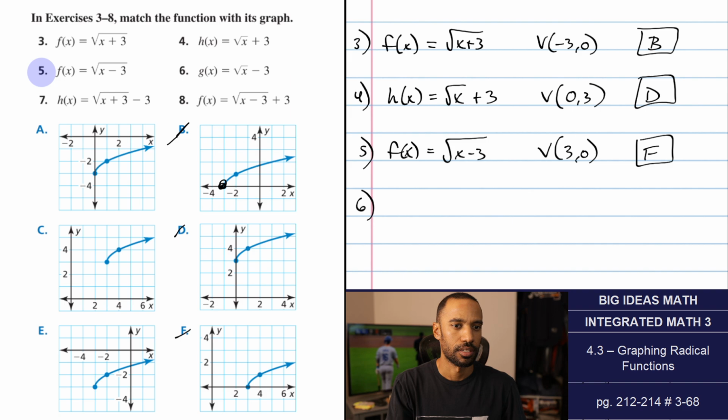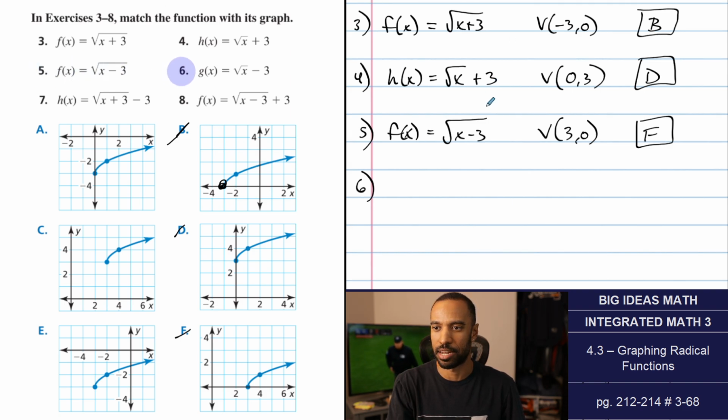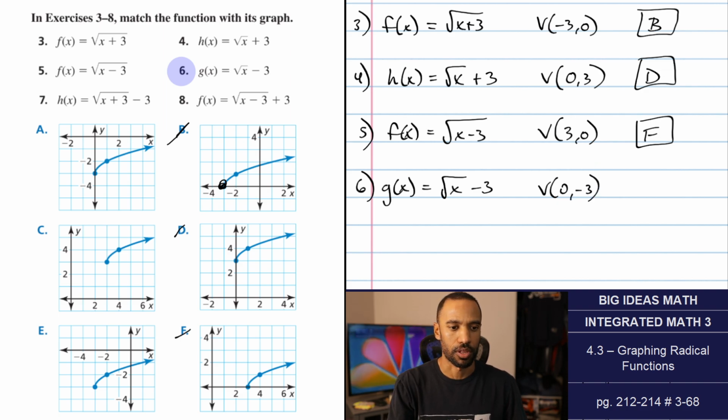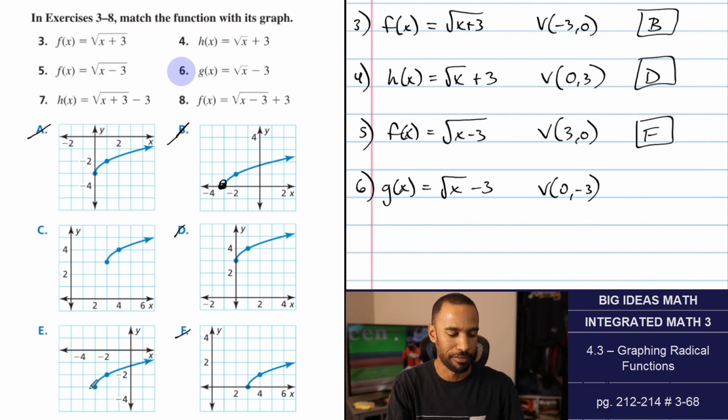Number 6, there's an x, square root of x minus 3, but this time the minus 3 is outside the function. That's going to be 3 units down. So this vertex is at 0, -3. So the last one that's on an axis looks like it's A, 3 units down from there. These two are off the axis. We'll have to make sure we know which one is which.